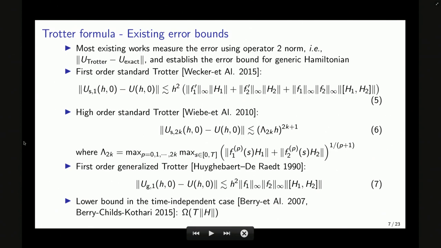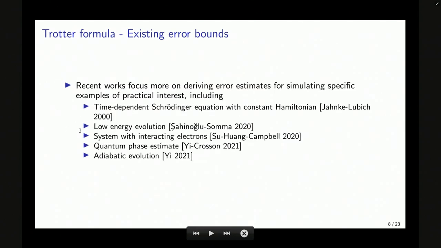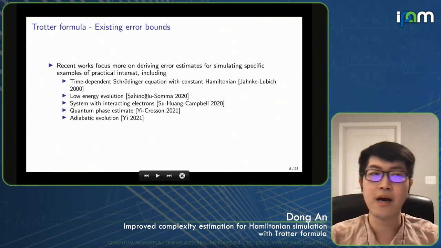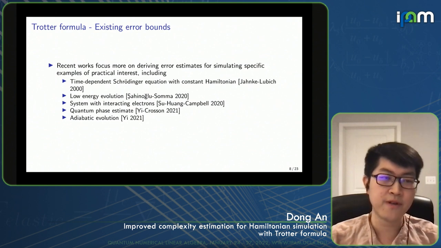And in light of this, most recent works really focus on improved error bounds for some specific examples instead of for the most generic case. That is, for some specific examples, we can probably use the property or some deeper understanding of that example and then try to derive the error bounds only for that example. But this error bound probably can be tighter than the generic error bound. So here I just list some of the scenarios where we can get some improved error bound. And in this talk, I will discuss two other scenarios.